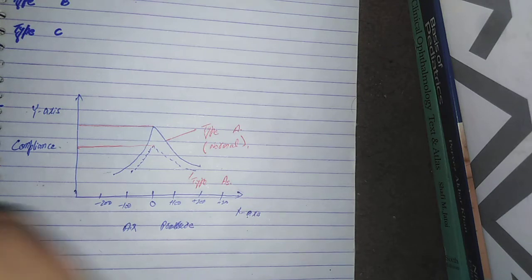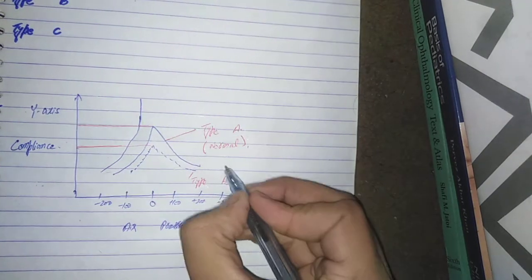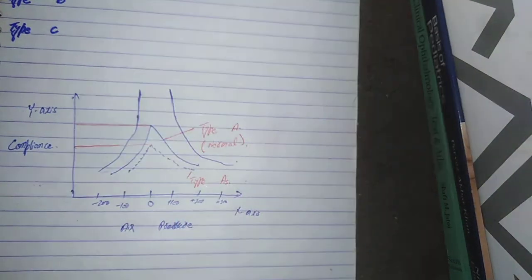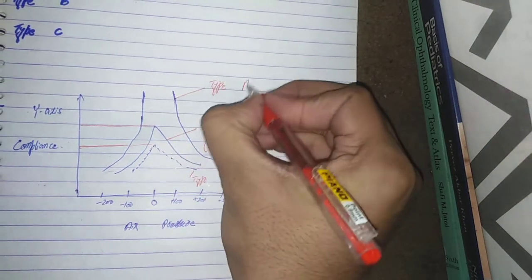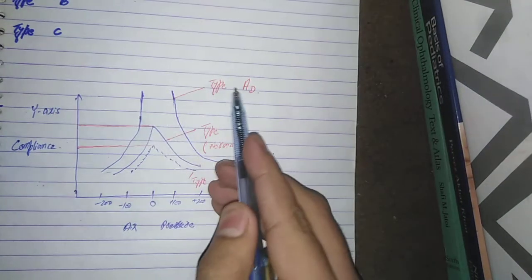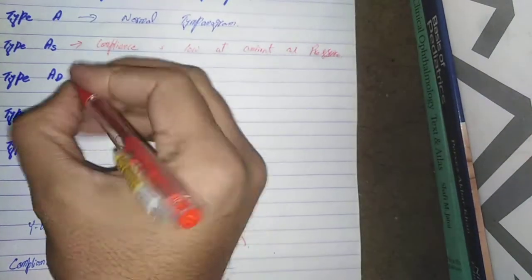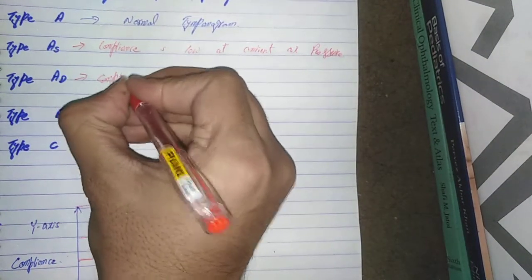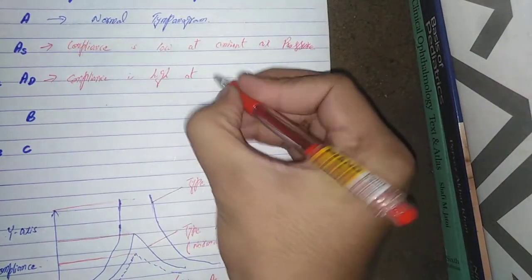Now this is another type of tympanogram. This type of tympanogram is type AD. Now you see the compliance in this type of tympanogram. Here you can see this and this. The compliance in type AD is high. Now we will see compliance is high at ambient air pressure.